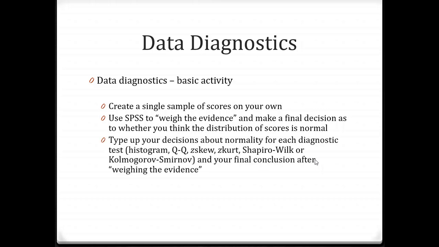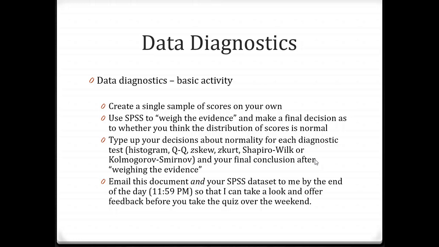Essentially, what I want you to do is, in a Microsoft Word document, type up your decisions about normality for each diagnostic test: histogram, QQ, z-skew, z-kurtosis, Shapiro-Wilk or the Kolmogorov-Smirnov, and your final conclusion after weighing all of those individual decisions. Please email this document and your SPSS data set to me by the end of the day tomorrow, 11:59 p.m. Eastern Standard Time. That way I can take a look and offer feedback before you take the quiz over the weekend.